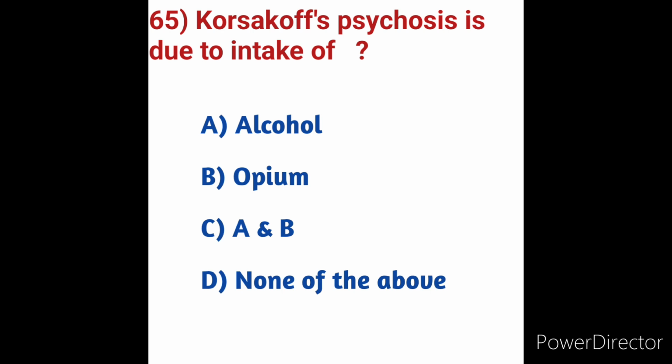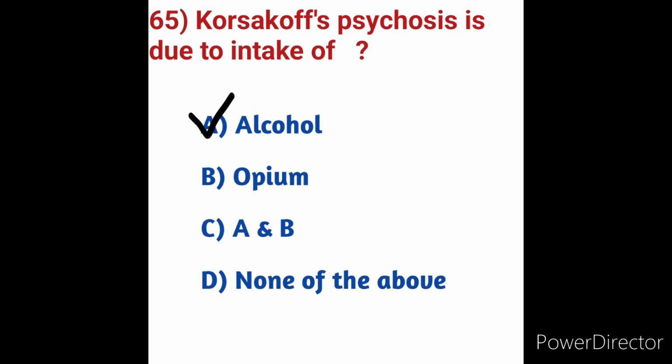What is meant by Korsakoff psychosis? It is a late complication of persistent encephalopathy and results in memory deficit, confusion and behavior changes due to excessive alcoholism. So here in these options, Korsakoff psychosis is due to the intake of alcohol. So option A is the correct answer here.